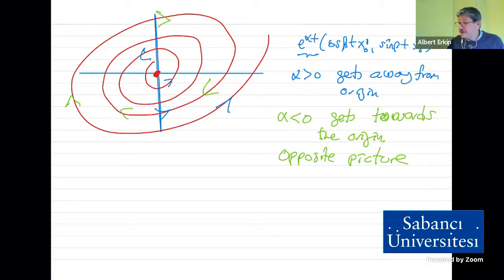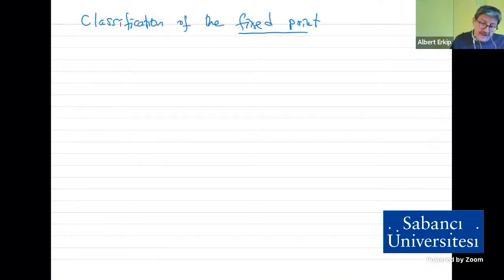But I want to add one more thing: classification of the fixed point. What does it mean? Now, in general, we had eigenvalues. Let me write them. Say, case 1: lambda 1 is positive, lambda 2 is positive.